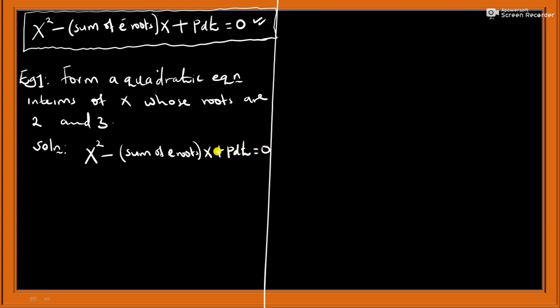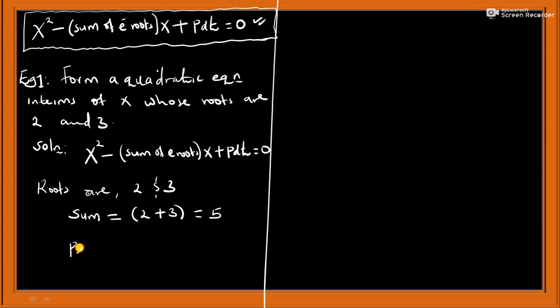Now, they're saying that the roots of the equation they want are 2 and 3. So what I'll do is first get the sum of the roots, which is going to be 2 plus 3. The roots are these 2 and 3. So the sum of the roots is 2 plus 3. This gives us 5.